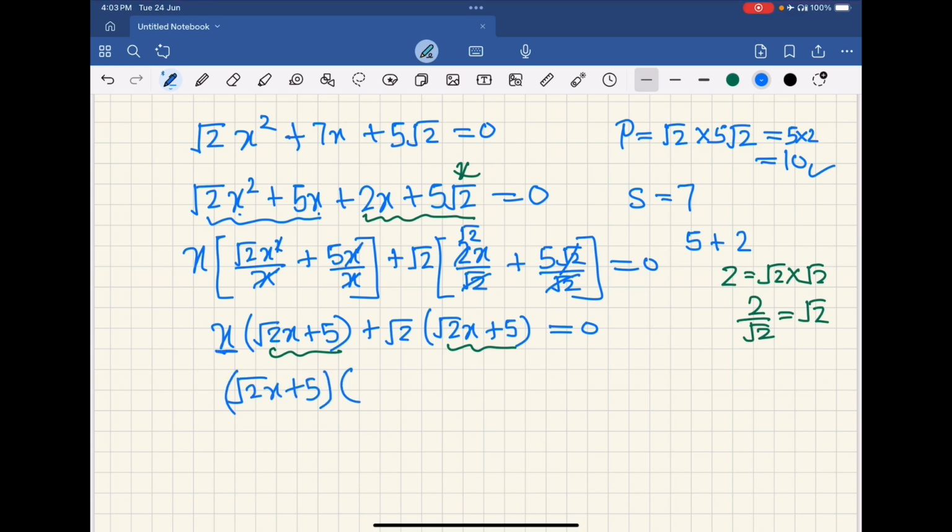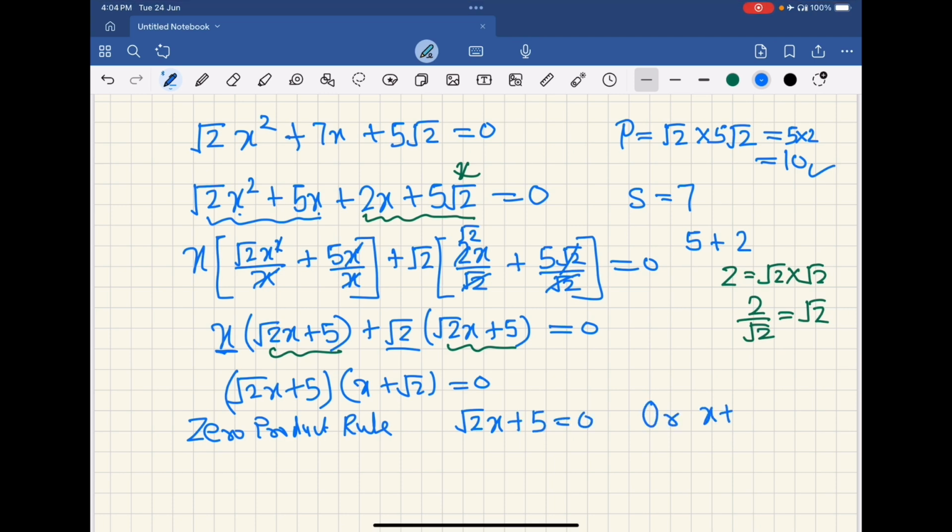And then we are left with x plus root 2, which is equal to 0. Again, what will we say? We will say zero product rule. Okay, we are going to apply zero product rule, which gives me root 2x plus 5 equals 0, or x plus root 2 equals 0. So here what will happen? Root 2x equals minus 5, x equals minus 5 by root 2, and here x would be minus root 2.